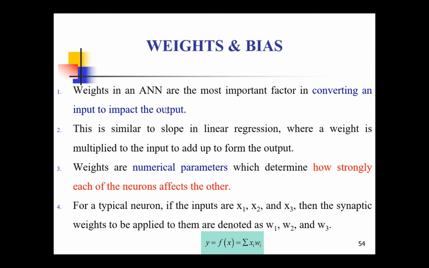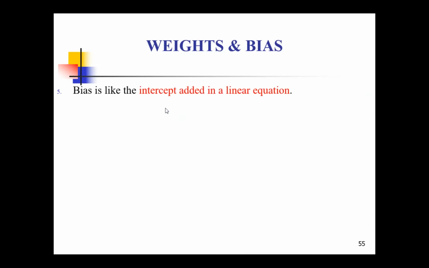So we have to add the bias also. And what is bias? The bias is nothing but a constant that we add as an intercept in a linear equation. For example, y is equal to mx plus c, where x is the input variable, m is the weightage and c is the bias. So c is nothing but the intercept that we add in a linear equation.